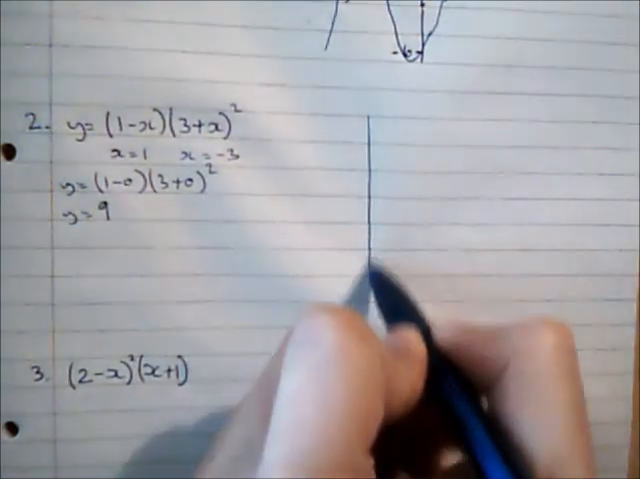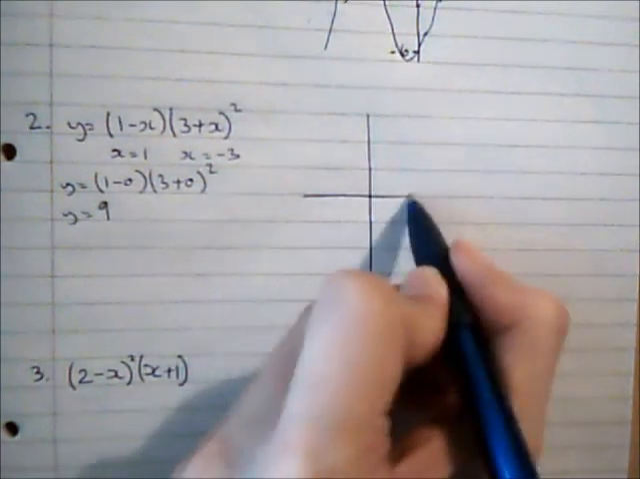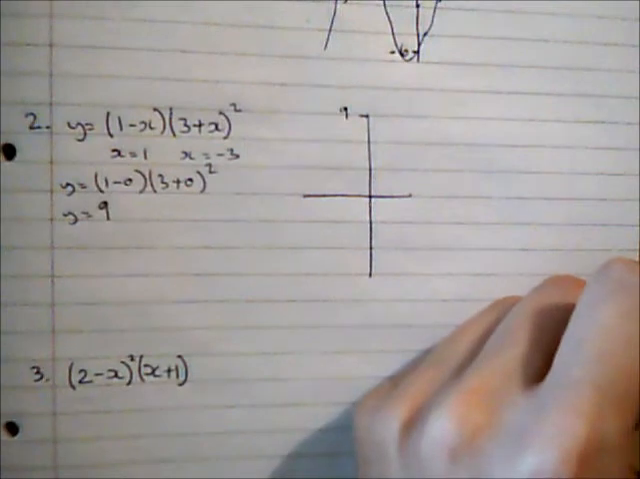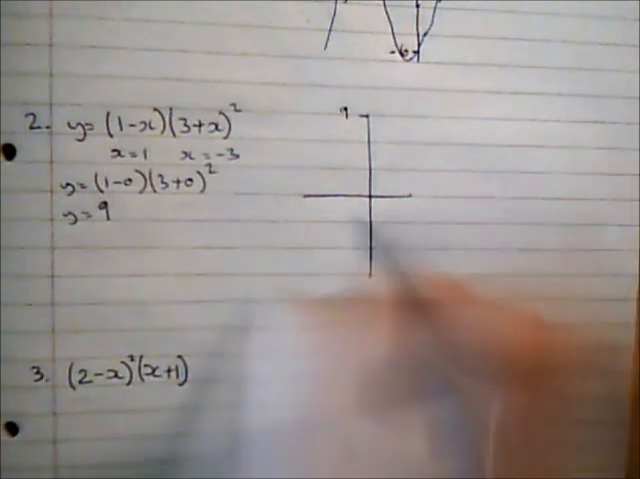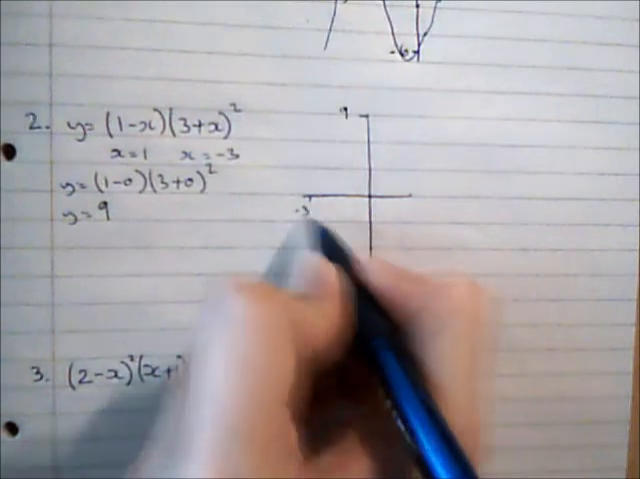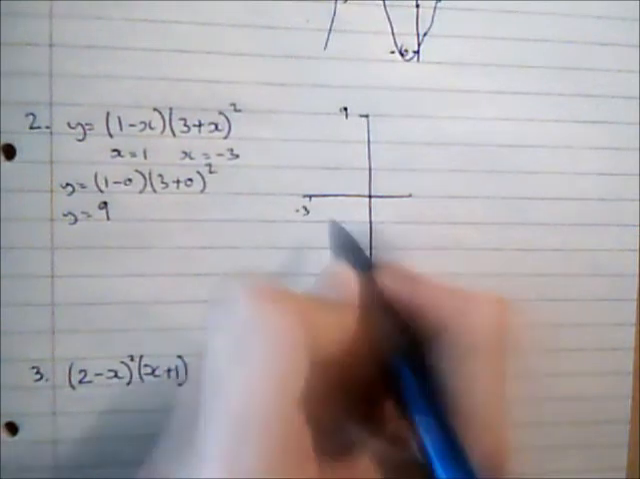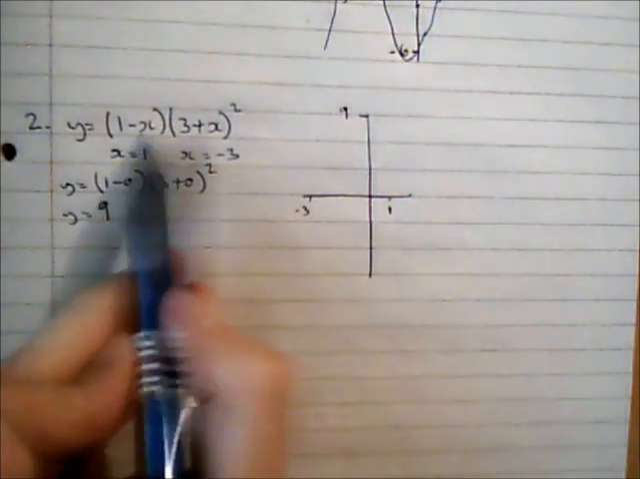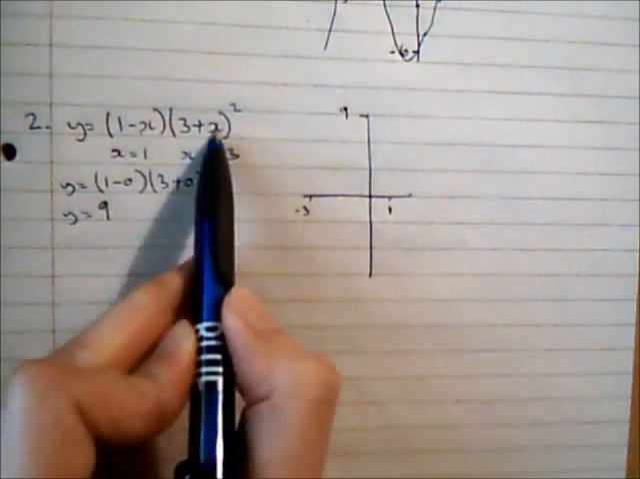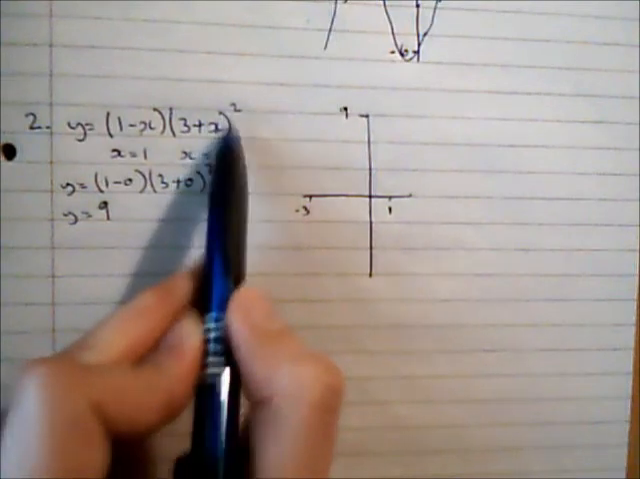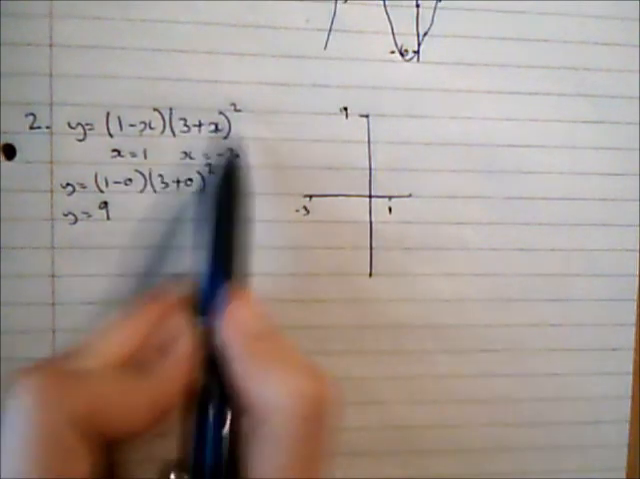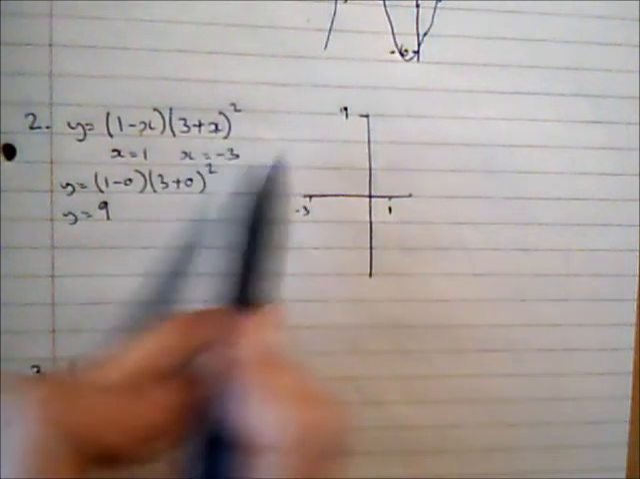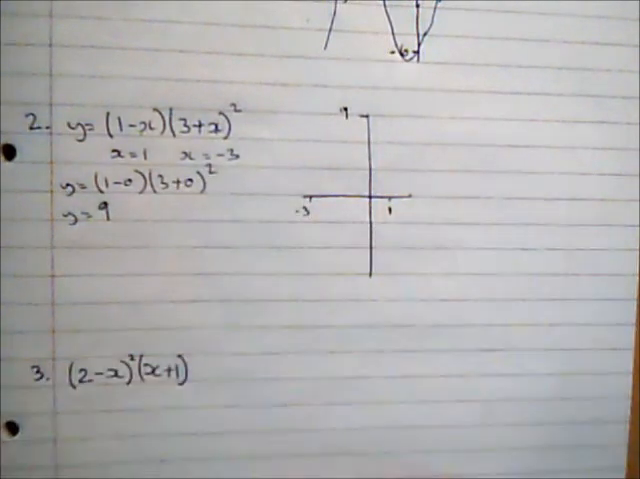So I'm going to do my set of axes. So it's going to intersect at 9, and it's going to cross at negative 3 and at 1. And if I multiply the x terms, so negative x multiplied by x squared, because this bracket will appear twice if I write it out in full, that tells me that it's going to be negative x cubed, and so it's going to start as a decreasing function.